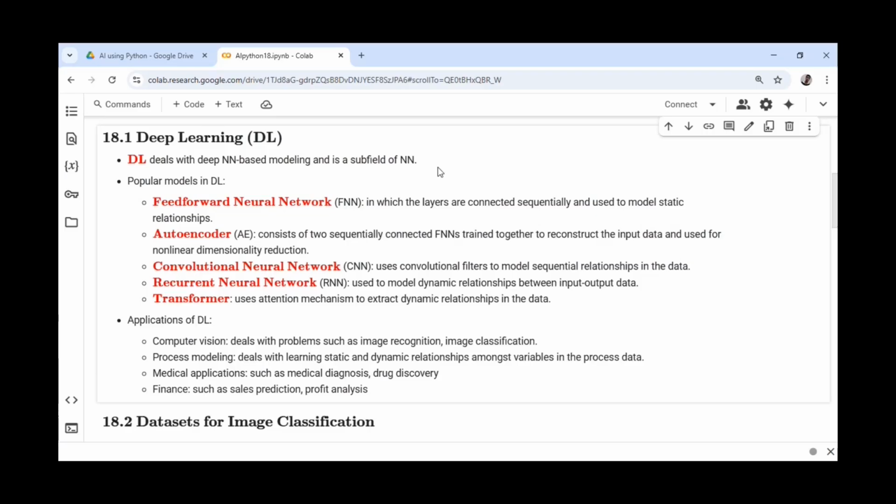In this lecture series, we have already discussed feed-forward neural network and autoencoder so far. In the next few lectures, we will be discussing convolutional neural network, recurrent neural network, etc.